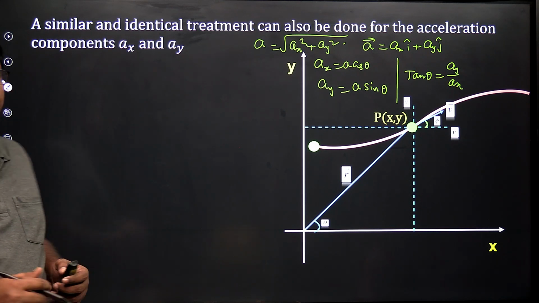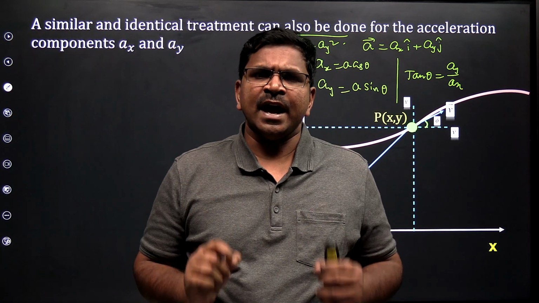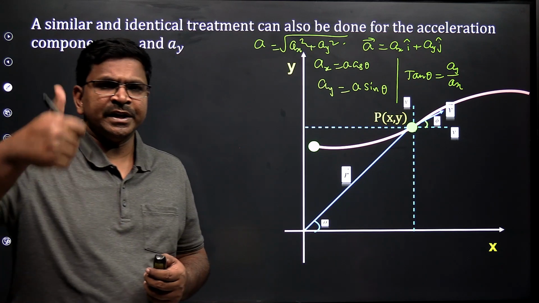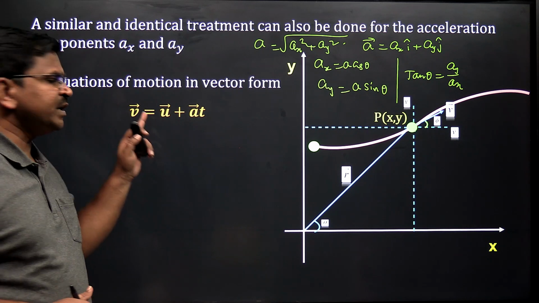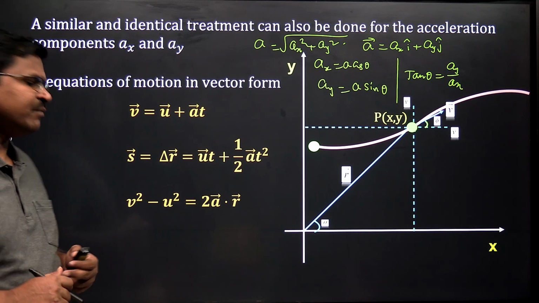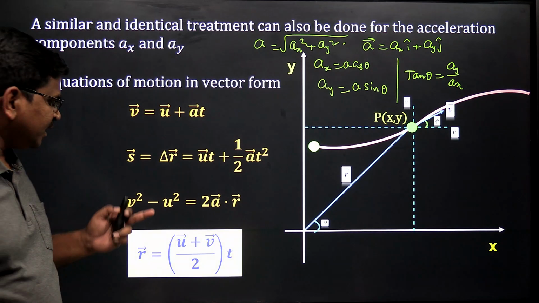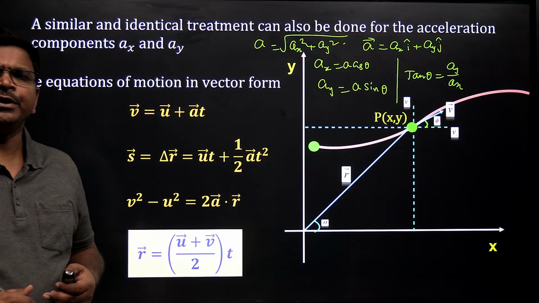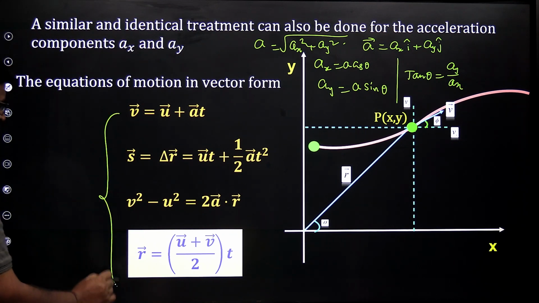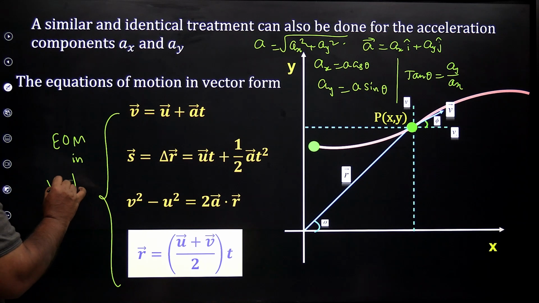Now a simple idea behind the problem solving strategy is, as acceleration magnitude is constant in this case, we are legally eligible to apply equations of motion. So I can write V equal to U plus At, S equal to Ut plus half At square, V square minus U square equal to 2 A dot R, that is dot product, and finally R equal to (U plus V) by 2 into T. This is average velocity actually. So these are the equations of motion in vector form.